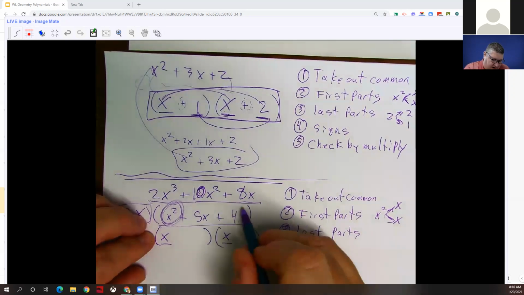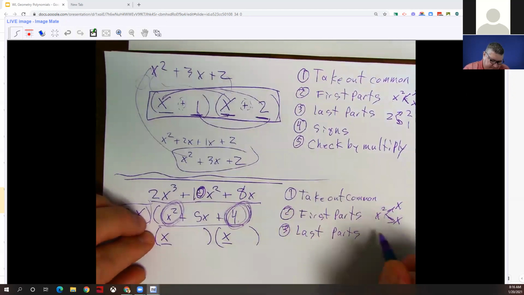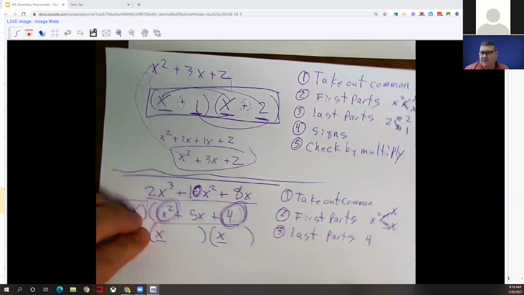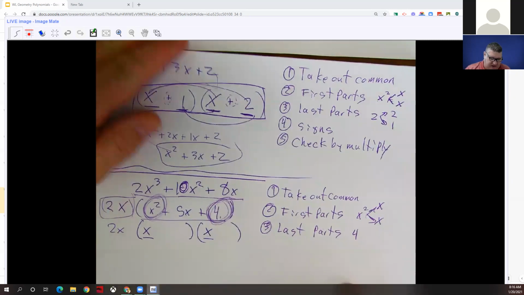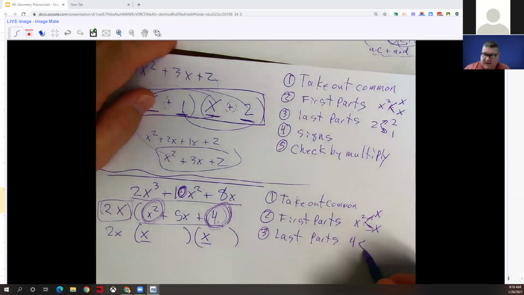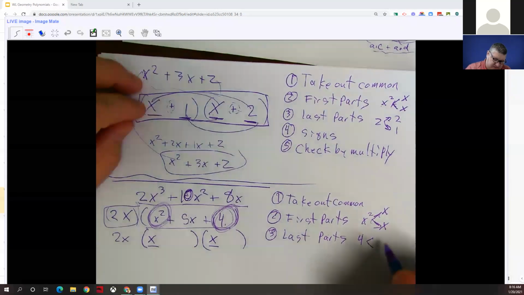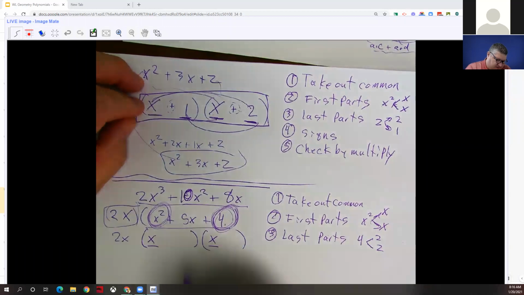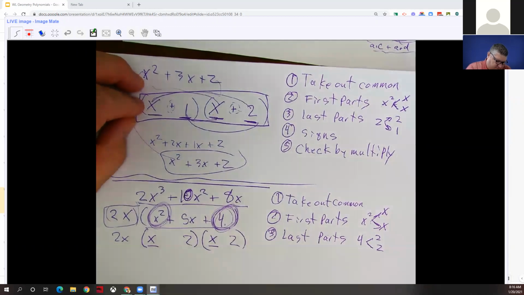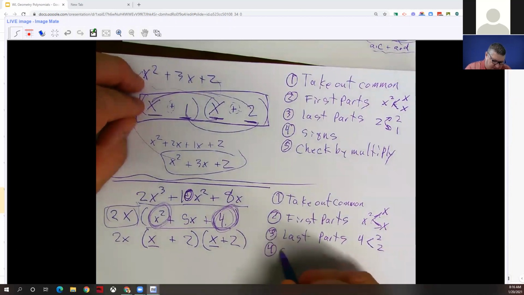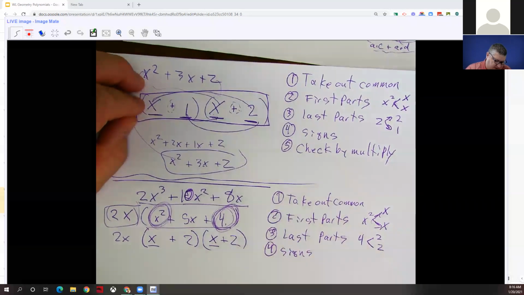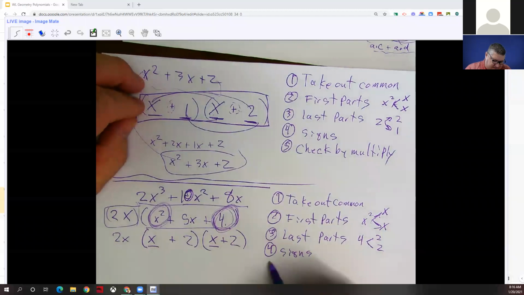All right, so now let's do the next one, last parts. How do I make up a 4? Now, in this case, I have a couple options. What's one option for making 4? What times what is 4? 2 times 2. Cool, let's do it. 2 plus 2, because I need signs.